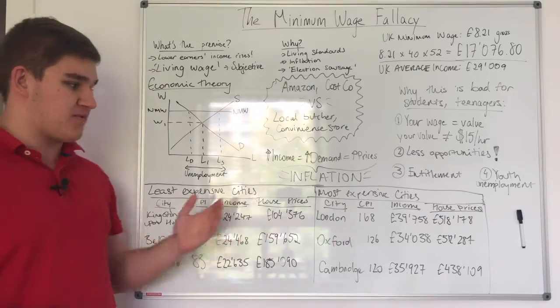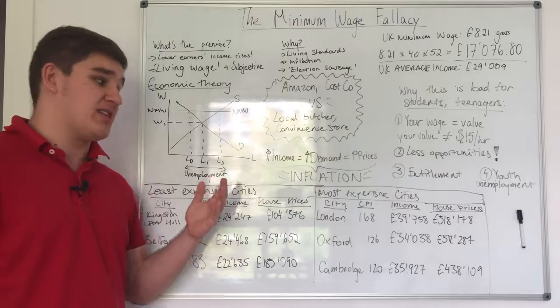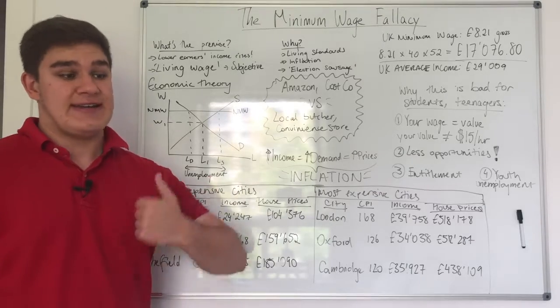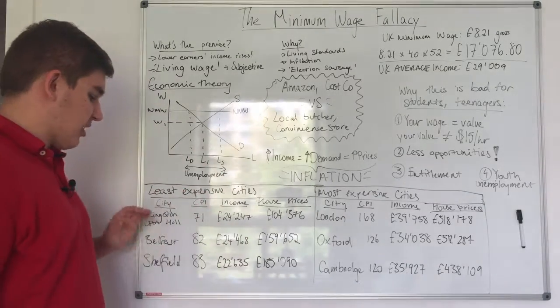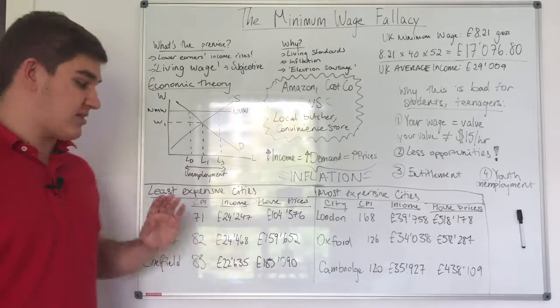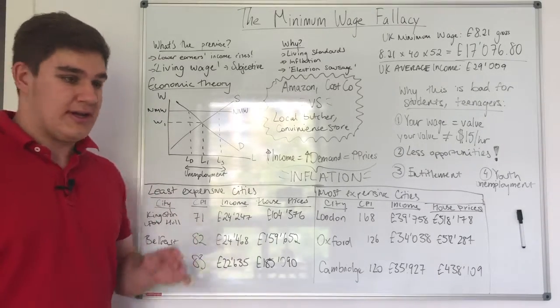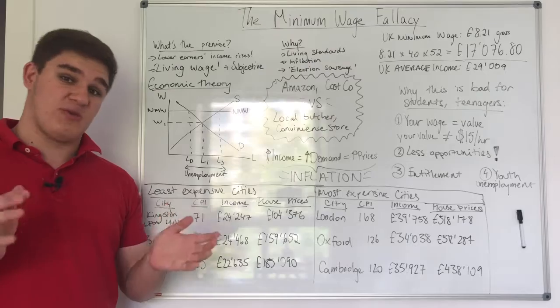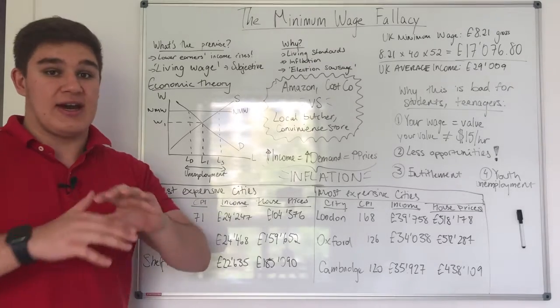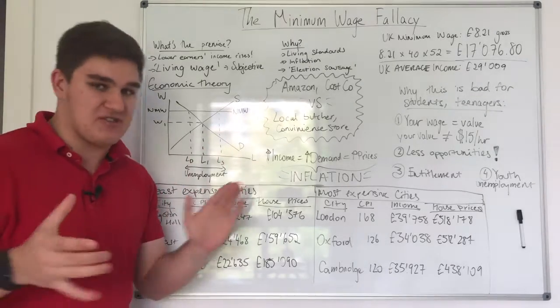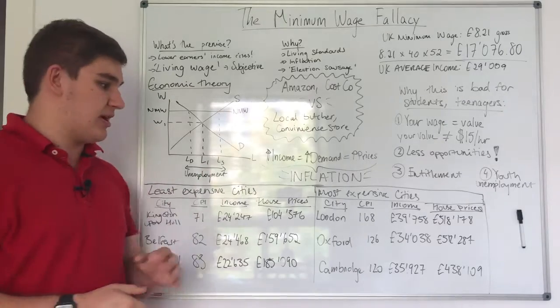So essentially, I picked a few of the most expensive cities in the UK to live in and the least expensive cities in the UK to live in. Right, so one of the least expensive cities in the UK to live in is Kingston upon Hull. It's CPI, so that's the Consumer Price Index. Essentially, an index of 100 is the most average city in the UK in terms of whatever.